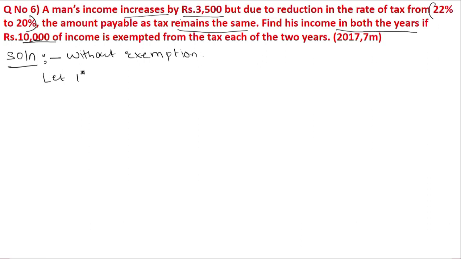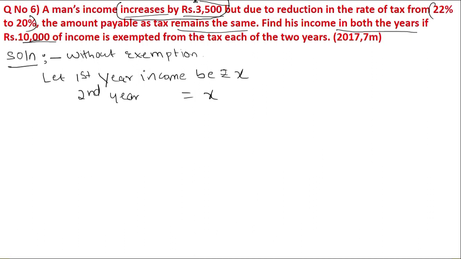Let the first year income be rupees X. Okay, the income is not given, so X. So how much will the second year be? You can see it is increased by 3,500. Are you able to find this sentence? Increase by 3,500. So increase means plus 3,500. The second year income is increased by 3,500.